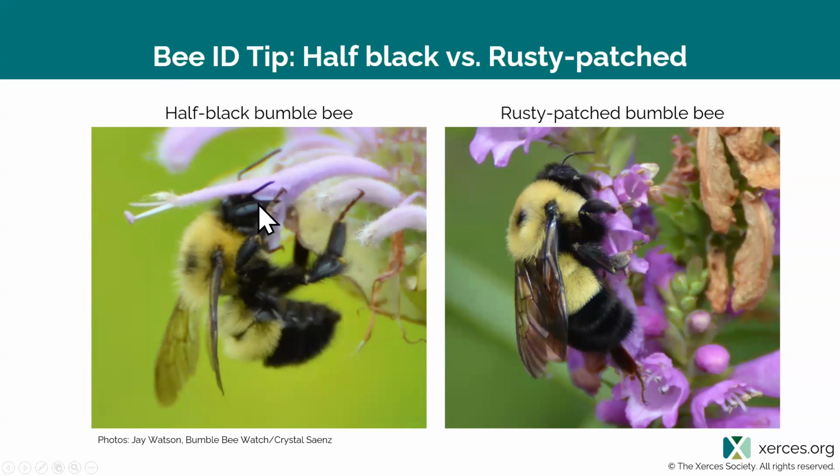Also, something to look out for is the color patterns on the top of the head. Half-black bumblebees will often have yellow hairs on the top of their head. The rusty patch bumblebee generally has mostly black hairs on the top of their head.